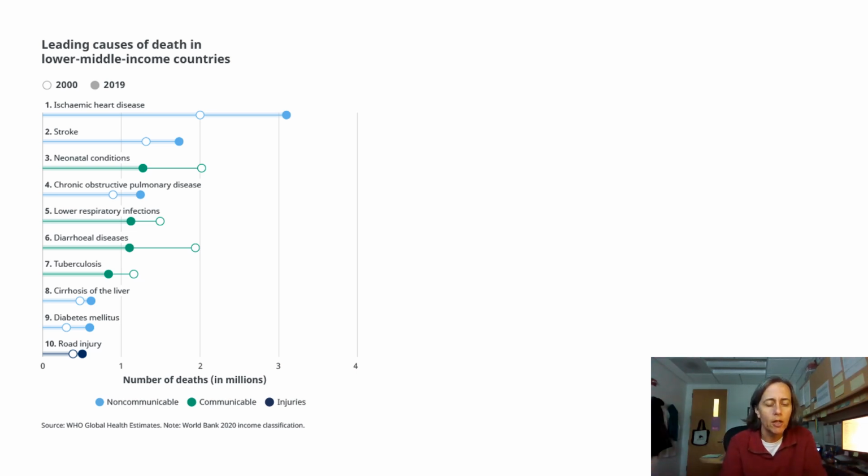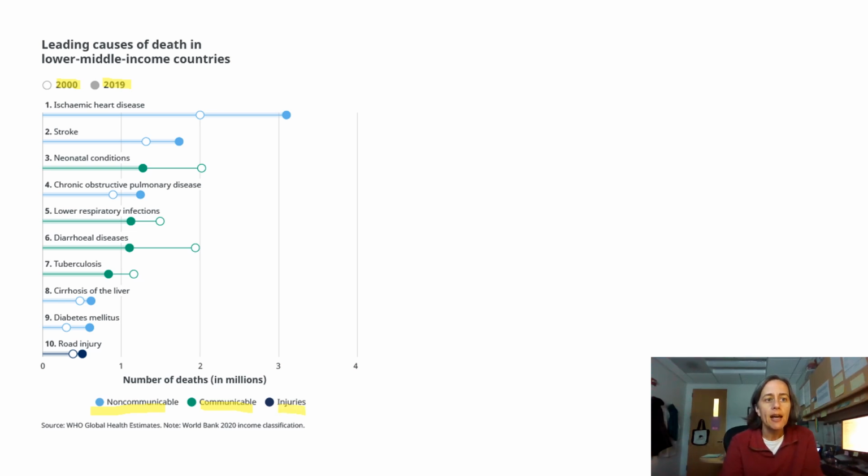So let me show you a couple of things about this. First, the open circles tell us the year 2000, and the filled in circles are the year 2019. So that's the first thing I want to orient you to. The second thing is that blue are non-communicable diseases, things like ischemic heart disease, which is atherosclerosis, and stroke, which is atherosclerosis in the brain, and then communicable diseases, which is what we're talking about with this unit. And then they've also included injuries.